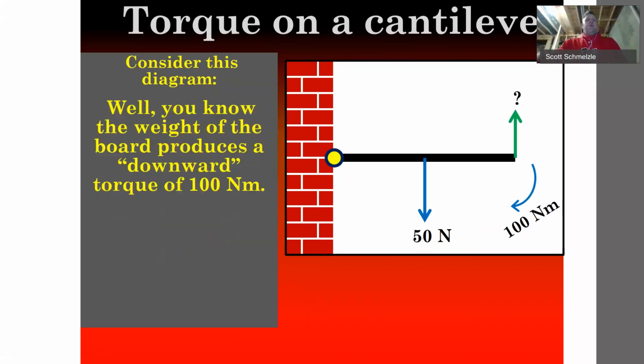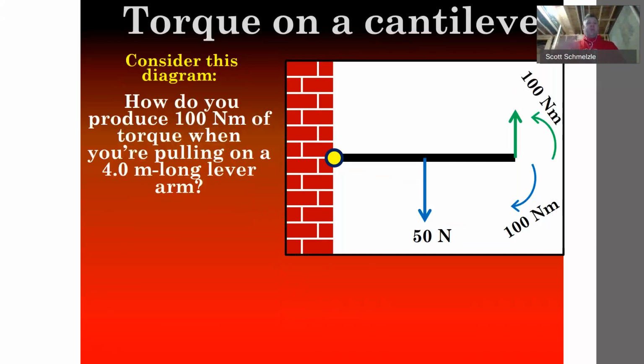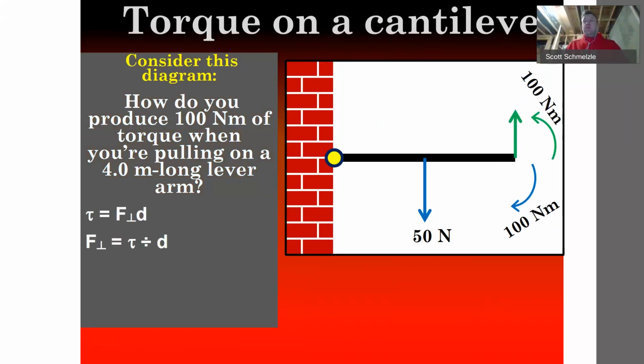All right. So we know that the weight of the board produces a downward torque of 100 Newton meters. So what we have to do is counteract that 100 Newton meters, right? So we have to be able to get 100 Newton meters of upward torque, all right? That way then that stays flat. So now if we know what our upward torque is going to be, and we know that the distance of this thing is going to be 4 meters, because that's the length of the beam, then we just start to do our torque equation.